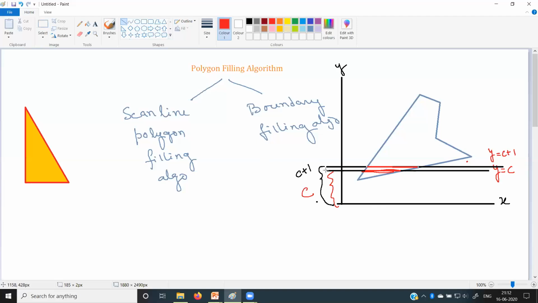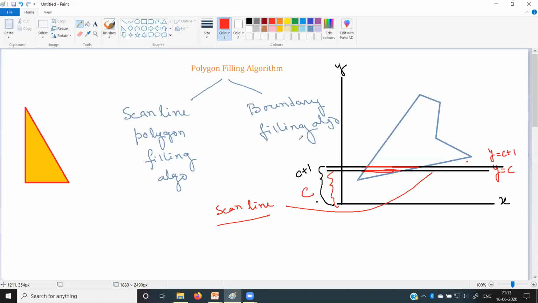So in this way, if we successively draw all the lines which are parallel to the x-axis, and successively color only those portions of the lines which are inside the polygon, we can color the entire polygon. This type of polygon filling algorithm is called the scanline polygon filling algorithm. Those lines which we are drawing, which are parallel to the x-axis, are basically called scan lines. Okay.